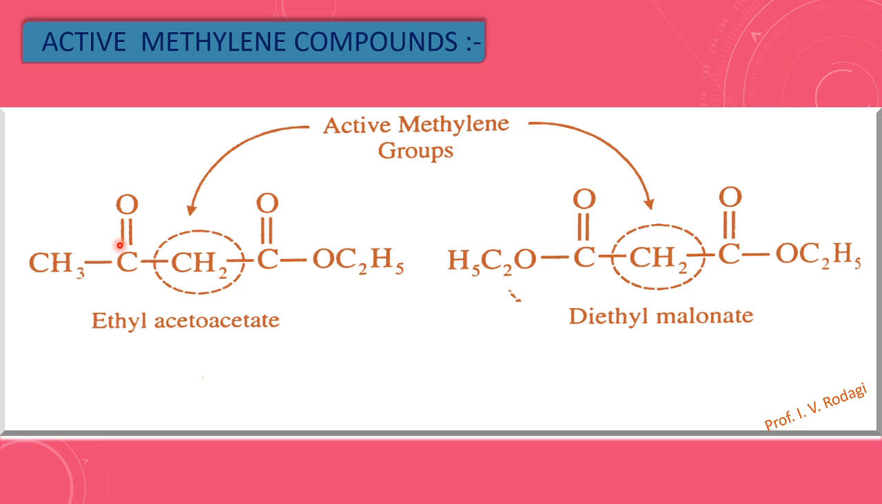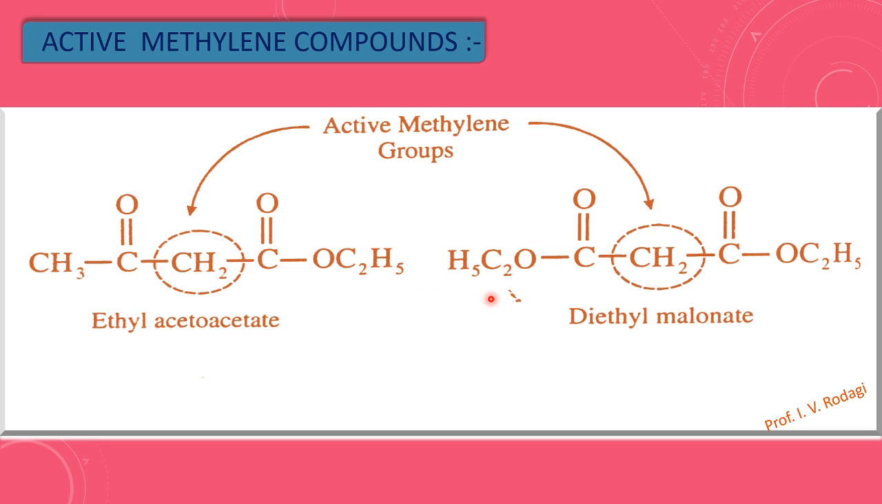Here CH3 C double bond O means the carbonyl group. It may be an aldehydic or ketonic group. This side is C double bond O, C2H5, the ester group, attached to this methylene. It becomes active. It is an active or acidic character. This shows the acidic character.